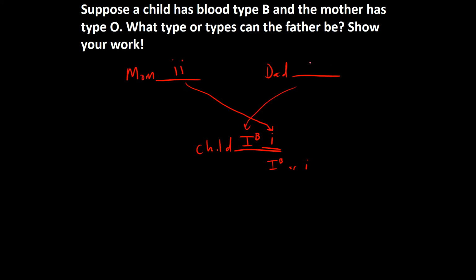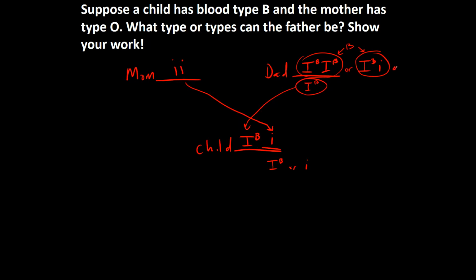So we know that dad has an I^B in his genotype. Dad can basically have anything that has one of these in there. The first thing that comes to mind is that dad could be type B with this as his genotype, or dad could be this and have that as his genotype. These both give you type B blood.